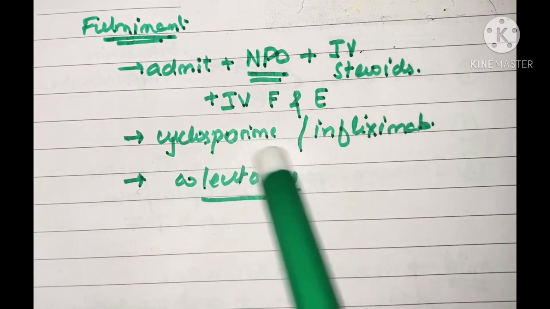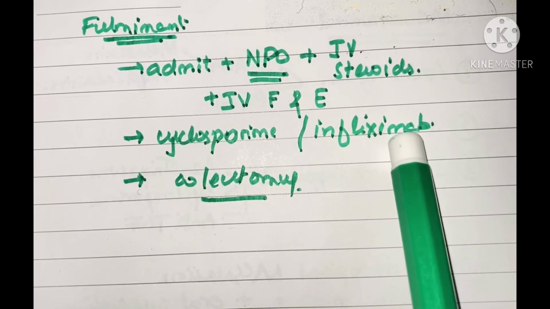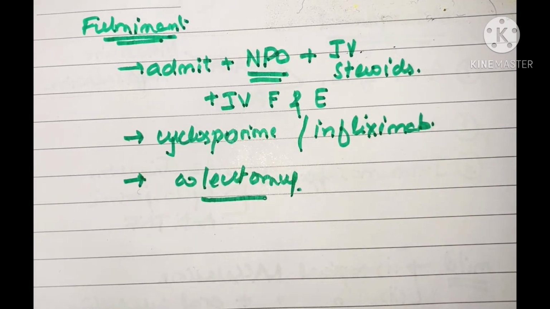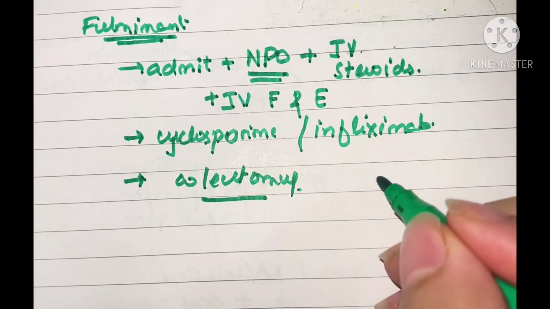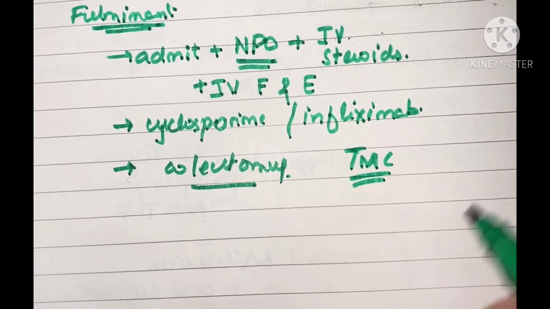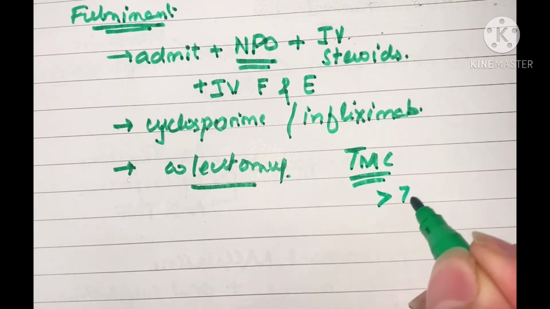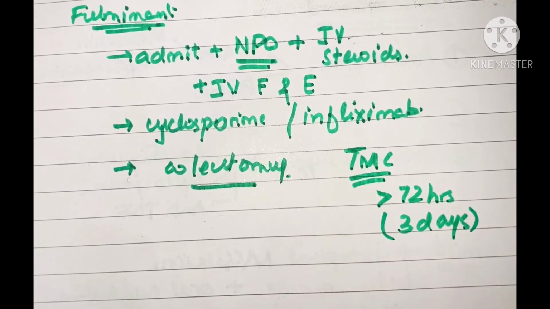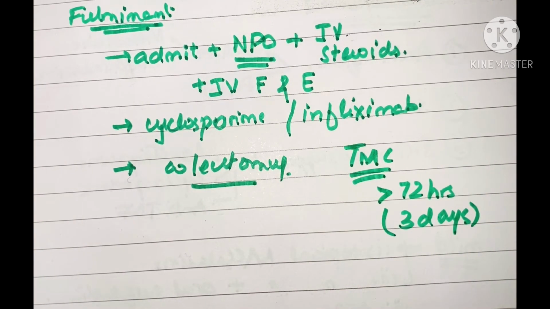If the patient is not responding to cyclosporin or infliximab for more than 7 to 10 days, or if the patient has developed a complication, that is toxic megacolon, we have discussed before. If the patient has developed that and it is not responding to medication for more than 72 hours or 3 days, then we go for colectomy.